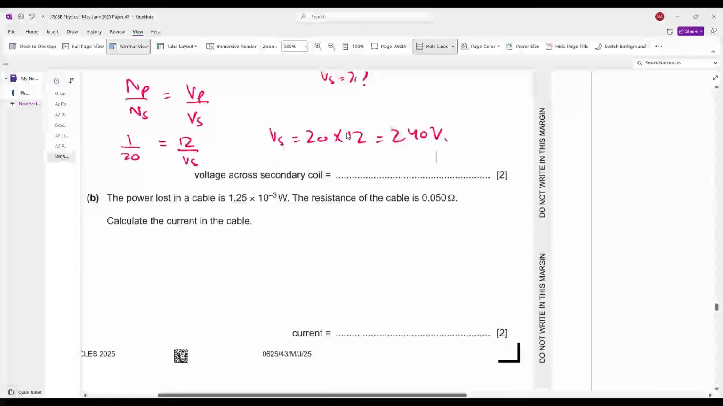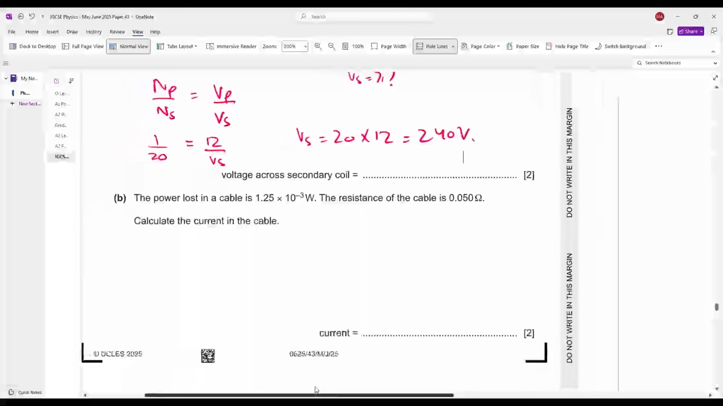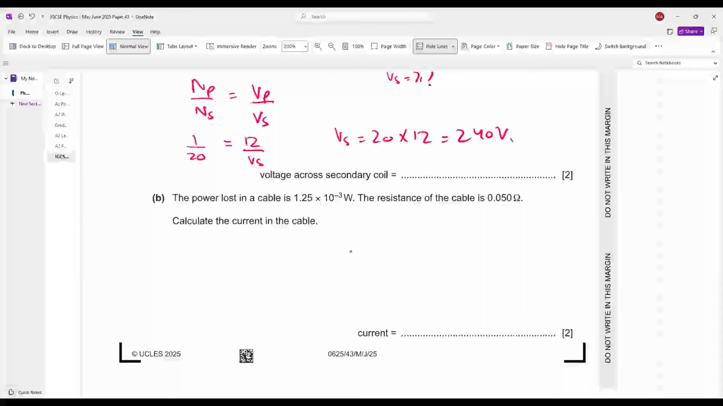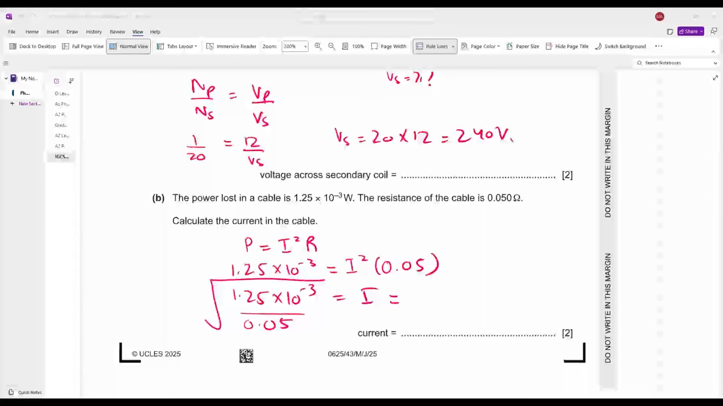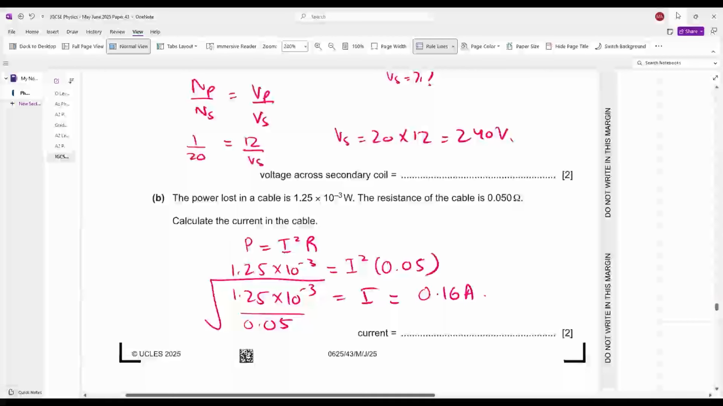The power lost in the cable is this. Acha ji. The resistance of the wire is this. You have to calculate the current in the cable. You will say power is equal to I square R. Power क्या है? 1.25 into 10 raised to the power of minus 3. करंट की वैल्यू हमें नहीं पता बेटा. रेजिस्टेंस क्या है? 0.05 ohms. Can you calculate the answer? 1.25 into 10 raised to the power of minus 3 divided by 0.05, taken under root. What does your value of current come out to be? वैल्यू ऑफ करंट क्या आ जाती है भाई? 0.16 ampere. 0.16 ampere is your value of current.